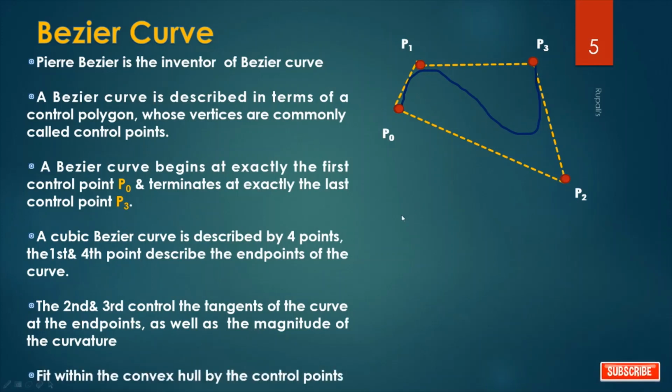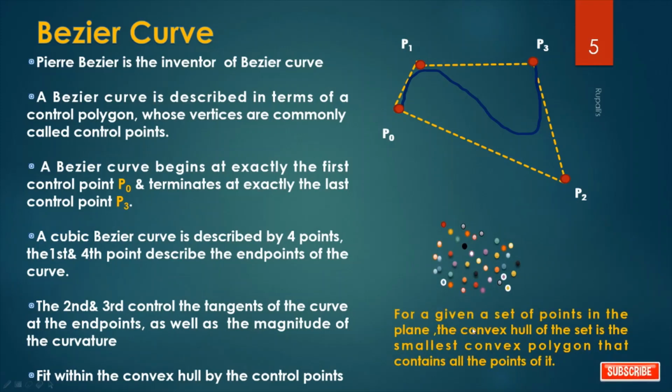Now, the curve fits within the convex hull of the control points. What is convex hull? For a given set of points in the plane, the convex hull of the set is the smallest convex polygon that contains all the points of it. So, this polygon contains all the points. Here it is, the convex hull. The convex hull is the smallest convex polygon that contains all the points of it.